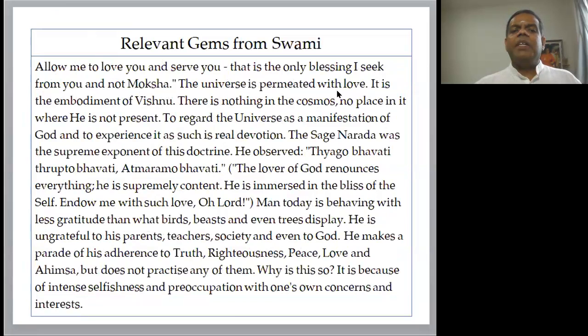The universe is permeated with love. It is the embodiment of Vishnu. There is nothing in the cosmos, no place in it where he is not present. To regard the universe as a manifestation of God and to experience it as such is real devotion. The sage Narada was the supreme exponent of this doctrine. He observed, Tyago Bhavati, Tripto Bhavati, Atma Ramo Bhavati. The lover of God renounces everything, is supremely content. He is immersed in the bliss of self. Endow me with such love, O Lord.